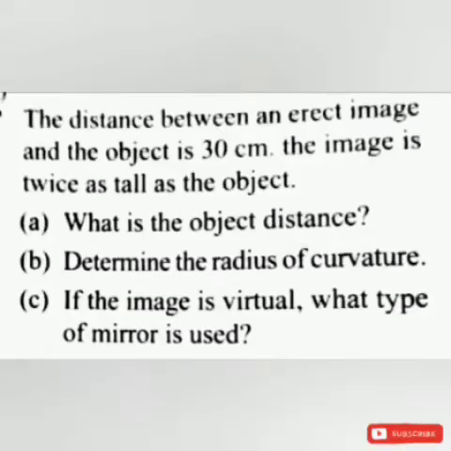The distance between an erect image and the object is 30 cm. The image is twice as tall as the object. A. What is the object distance? B. Determine the radius of curvature. C. If the image is virtual, what type of mirror is used?